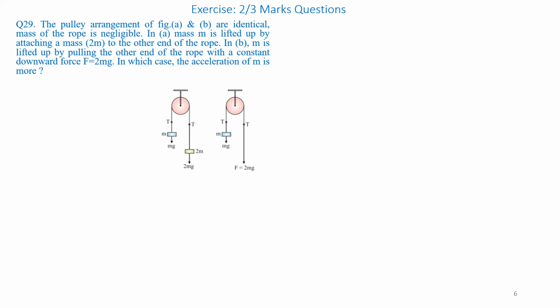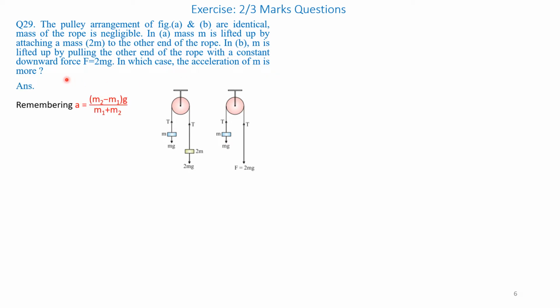Next question. Question number 29. The pulley arrangements of figure A and B are identical and the mass of the rope is negligible. In case A, mass M is lifted up by attaching a mass 2m to the other end of the rope. In figure B, M is lifted up by applying a force F equal to 2mg. In which case is the acceleration of M more?